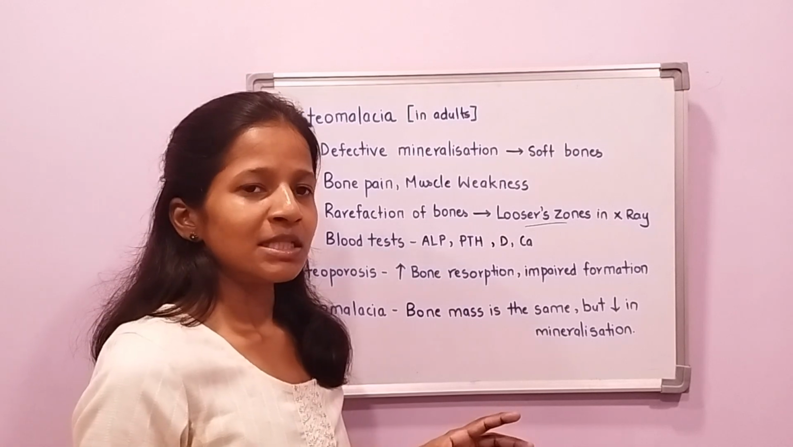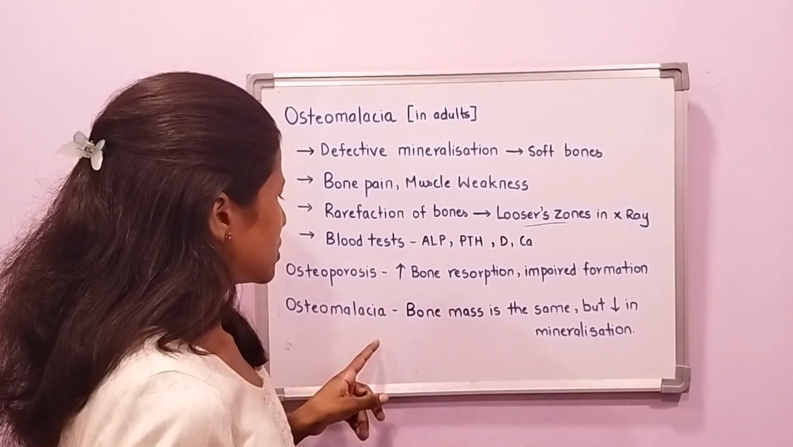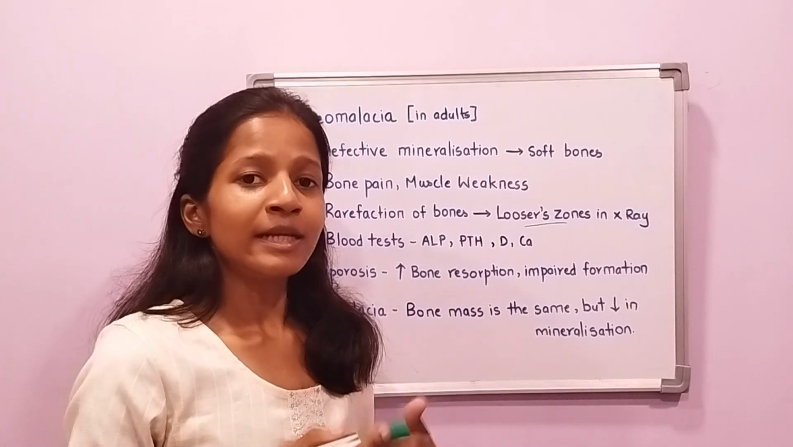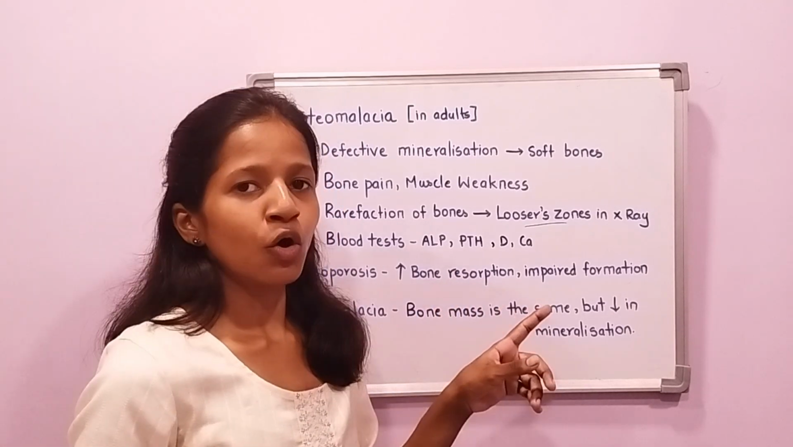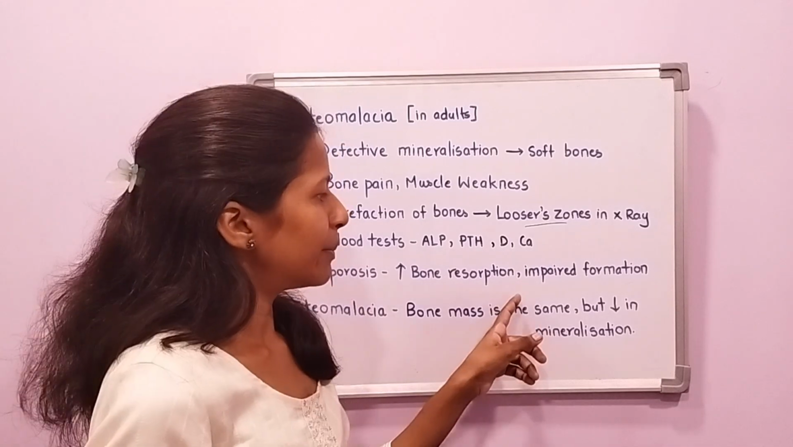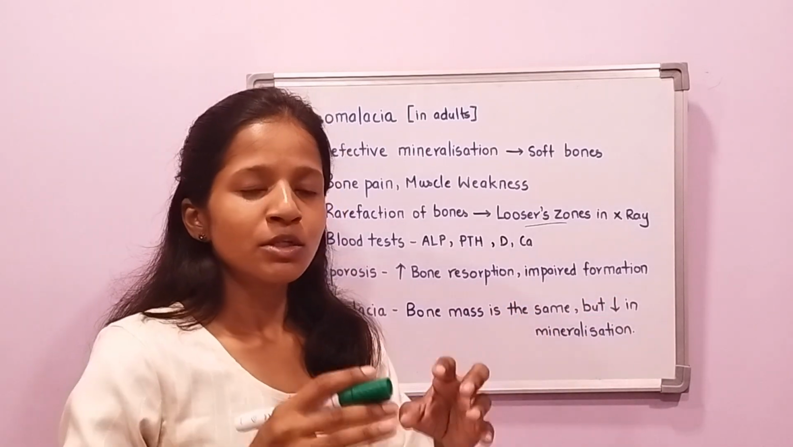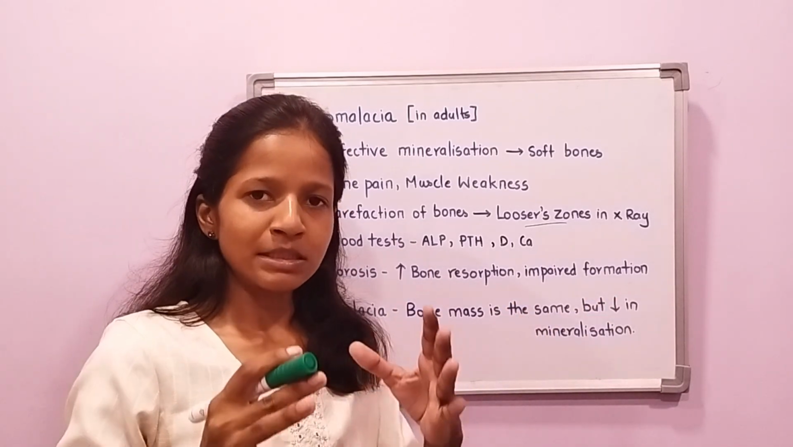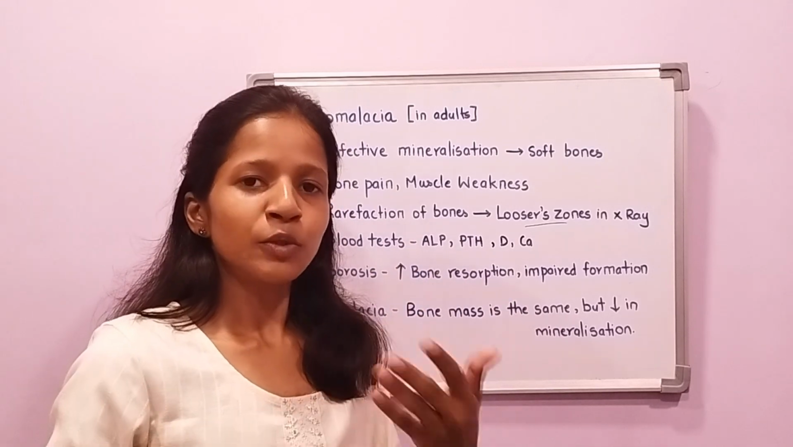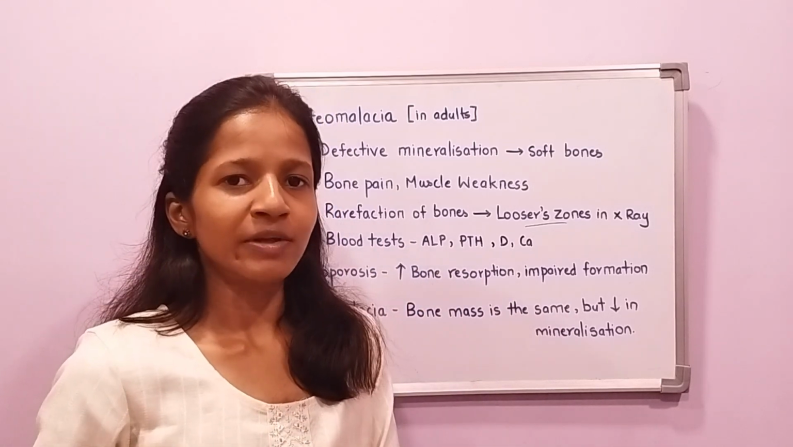The main difference between osteoporosis and osteomalacia is that in osteoporosis, the rate at which bone resorption or bone breakdown takes place is higher when compared to the bone formation. So the total amount of bone mass is decreased, the total amount of bones in the body is decreased, thus putting the person at a higher risk of fractures.